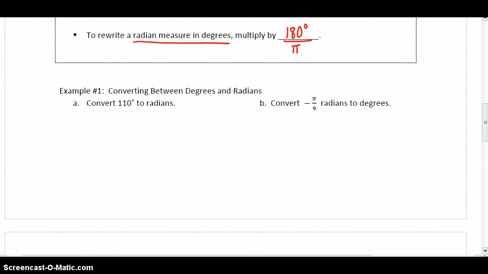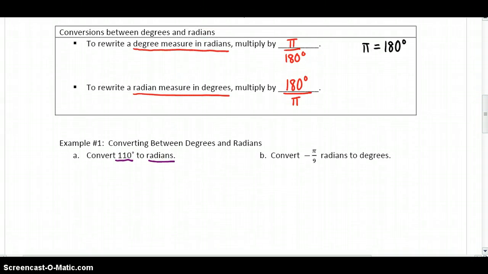Example 1. We're converting between degrees and radians. In letter A it says convert 110 degrees into radians. So if I want to convert degrees to radians, I'm going to use this conversion factor right there. So I've got 110 degrees times pi divided by 180 degrees. I'm going to turn this into a fraction to make it easier and just multiply straight across.